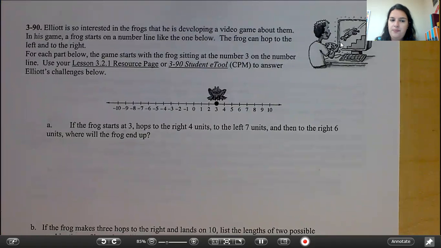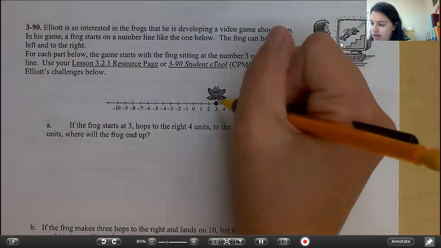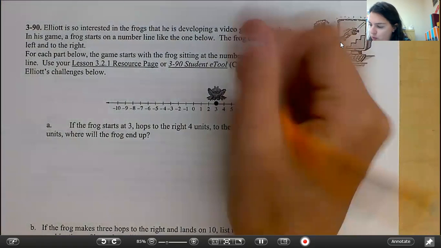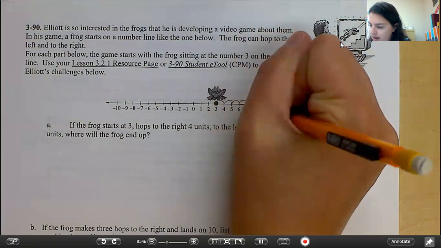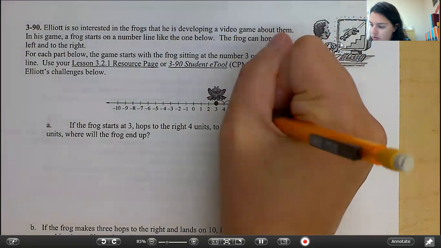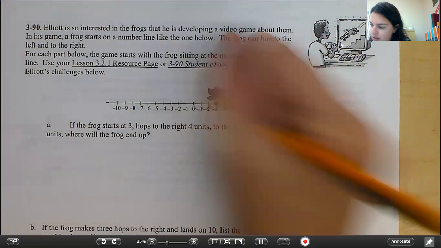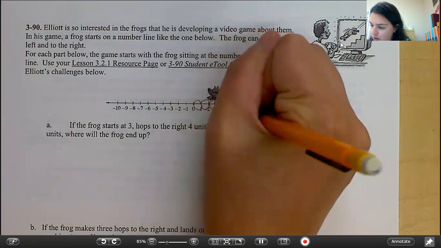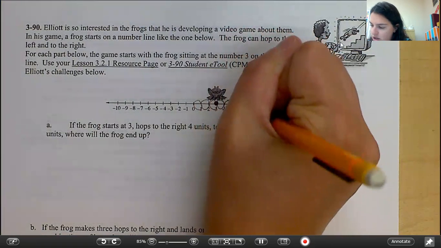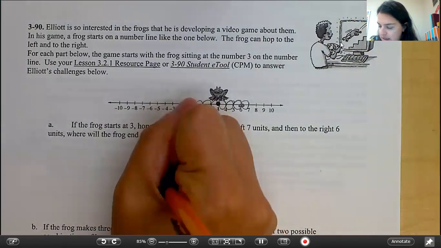So hopefully you used this number line here. If we hopped 4 to the right, 1, 2, 3, 4, 7 to the left, 1, 2, 3, 4, 5, 6, 7, and then to the right 6, 1, 2, 3, 4, 5, 6, you would see that Elliot's frog ended up at 6.